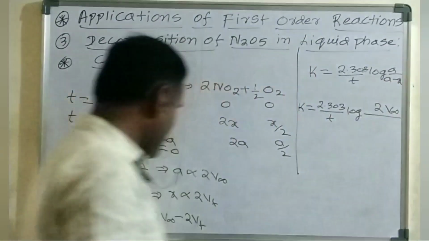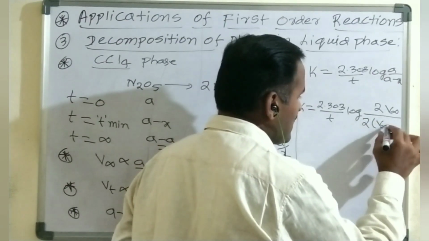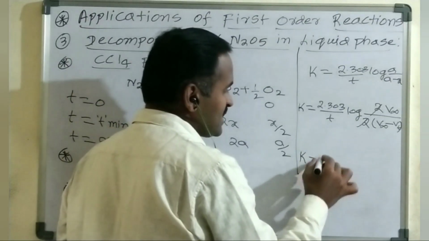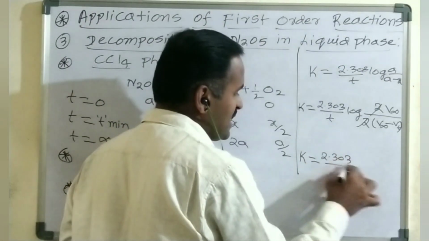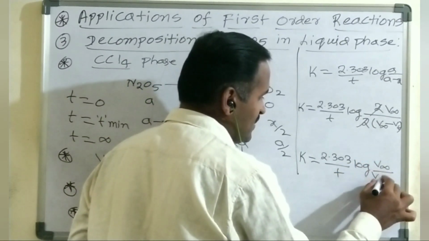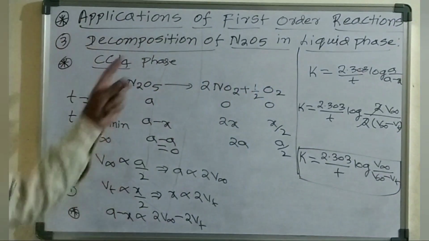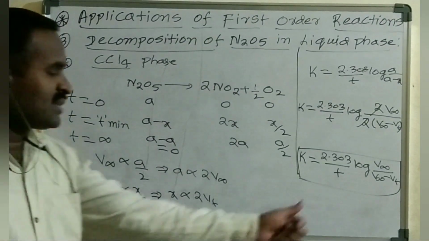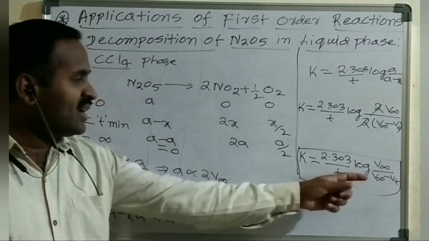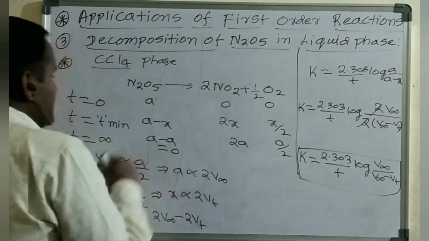and in a minus x you can take 2 as common, so 2 into V infinity minus Vt. The 2 will get cancelled here, and the rate constant is 2.303 by t log V infinity by V infinity minus Vt. This is the rate constant for the decomposition of N2O5 in liquid phase. V infinity is the volume of oxygen gas at infinite time, and Vt is nothing but the volume of oxygen gas at a particular time.